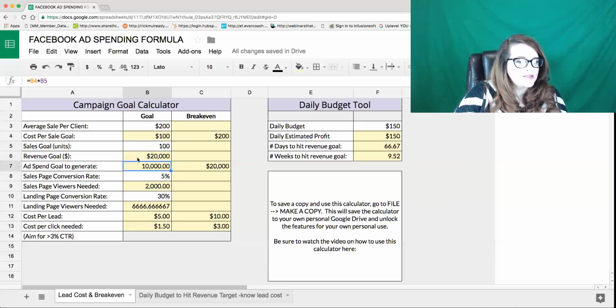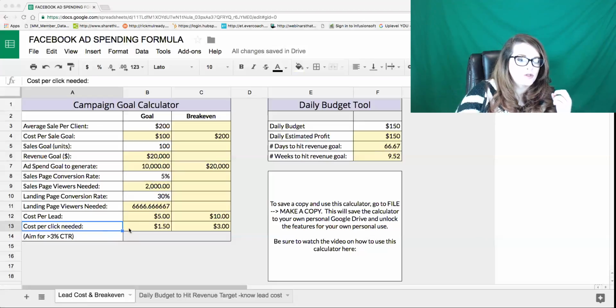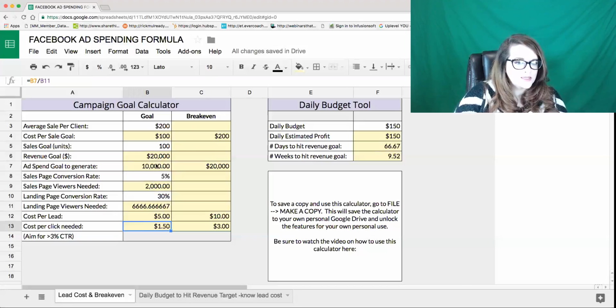So if you spend $10,000, and you're at a 5% conversion rate on your sales page and a 30% conversion rate on your landing page, you are going to make $20,000 on a $200 sale. Cost per click needed means clicks through to the landing page. This is not overall clicks. So there are two different metrics here. There is the cost per click in Facebook, and there's cost per link click. So we're looking at cost per link click here, okay? So your cost per link click needed is $1.50 to bring you to this profit number.